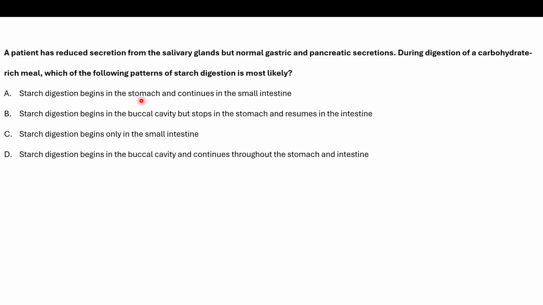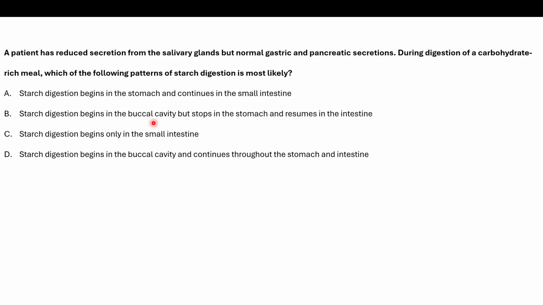Starch digestion begins in the stomach and continues in the small intestine. Starch digestion begins in the buccal cavity but stops in the stomach and resumes in the intestine. Starch digestion begins only in the intestine, and starch digestion begins in the buccal cavity and continues throughout the stomach and intestine.